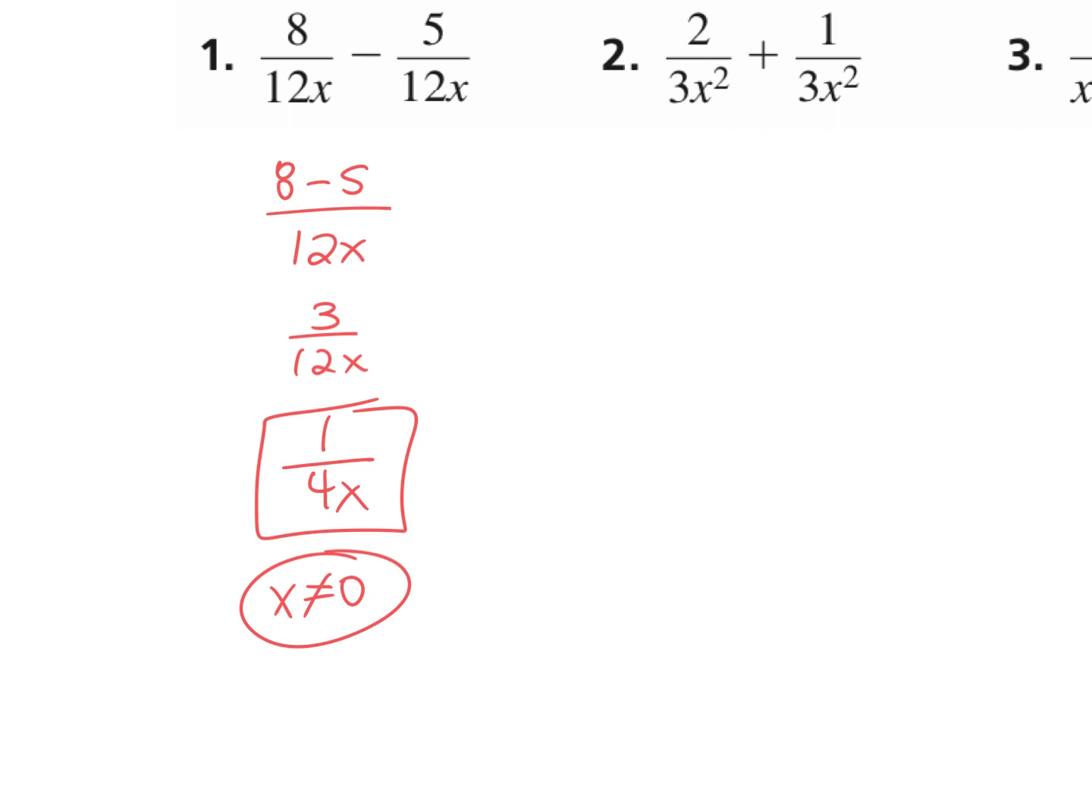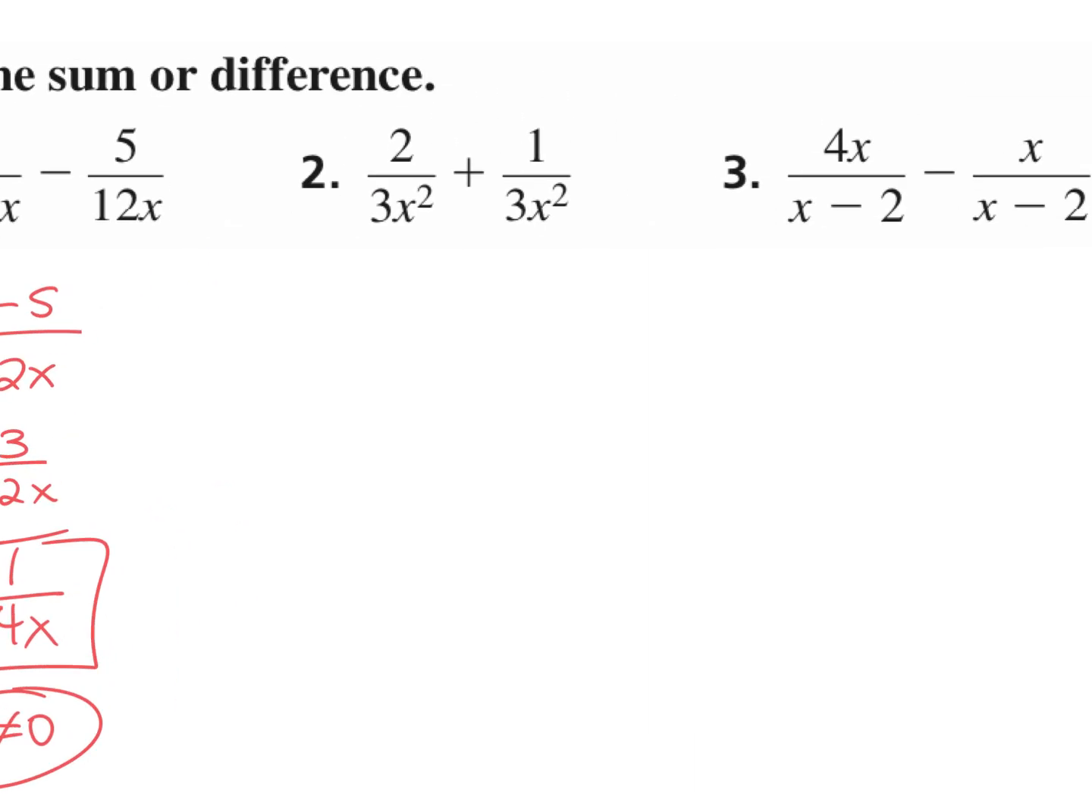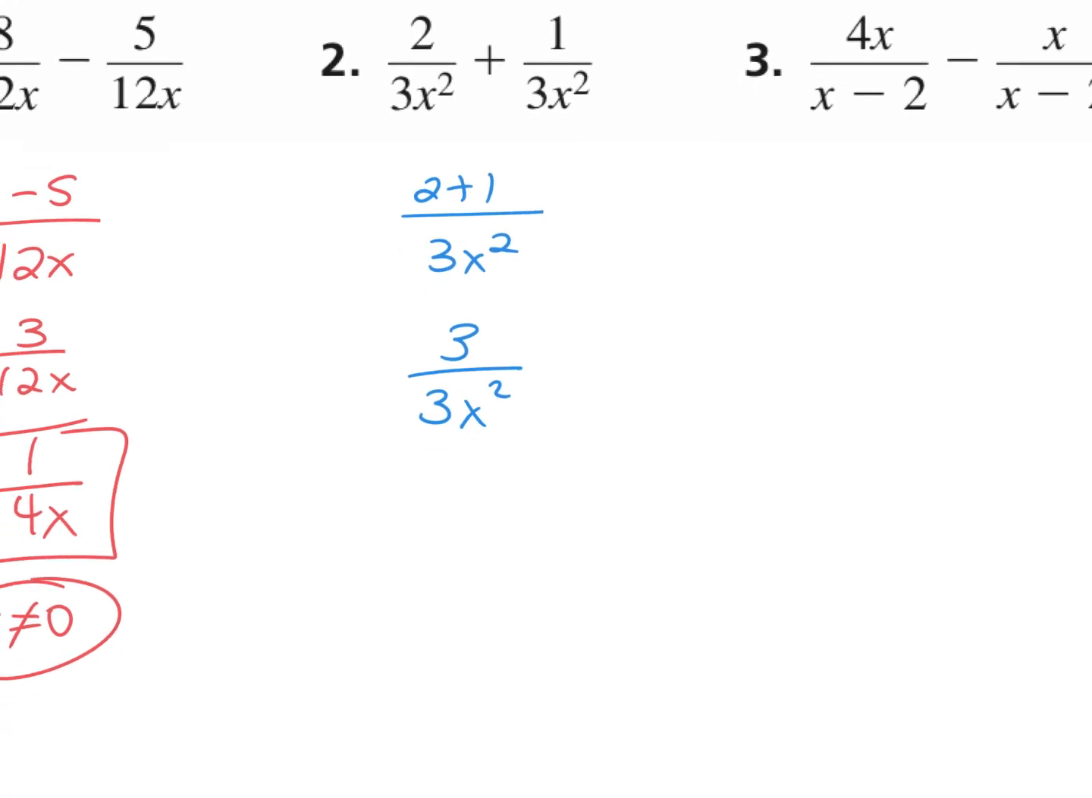We good? All right, let's look at number 2. Common denominator? Yep. So your numerator is 2 plus 1. What is 2 plus 1? So I have 3 over 3x squared. Can I do anything with that? Yeah, I can divide. 3 goes into 3 once. So I have 1 over x squared. That is my simplified rational. What can x not be?